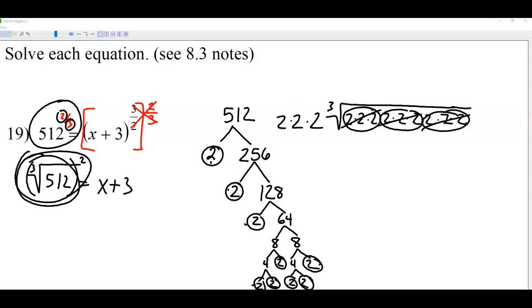So I was able to find 3 groups of 2, and for each group I put a 2 on the outside. Now notice there's no more numbers on the inside, so we can just get rid of the radical, and we're left with 2 times 2 times 2, which is 8. So that is the cube root of 512. And that's what I'll replace this with here.